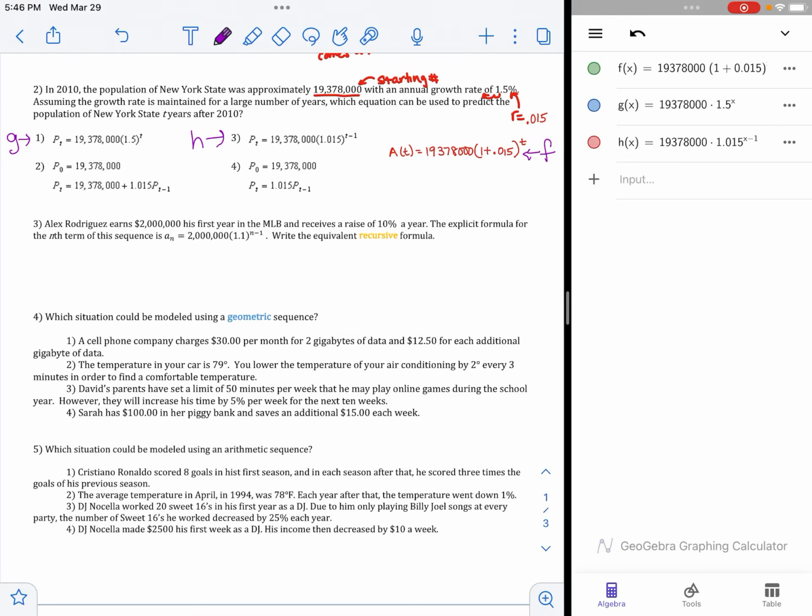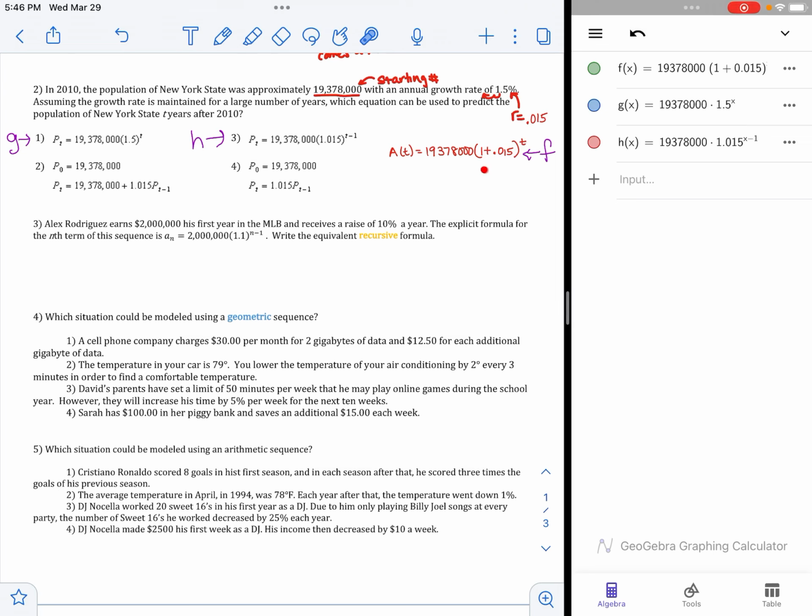For number 2, when I read the problem, this reminds me of our old growth problems. So I wrote the equation like we always would. Here's the starting amount. Here's the rate. I changed it to a decimal. And then I put the new amount is equal to what they started with times 1 plus the rate to the t power.